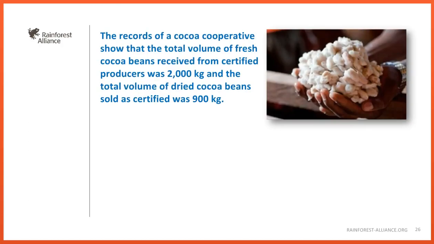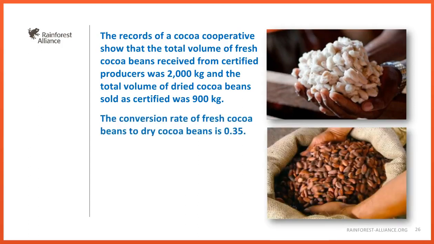Last quiz. The records of a cocoa cooperative show that the total volume of fresh cocoa beans received from certified producers was 2,000 kilograms, and the total volume of dried cocoa beans sold as certified was 900 kilograms. The conversion rate of fresh cocoa beans to dried cocoa beans is 0.35. Does this cooperative comply with the related criterion?